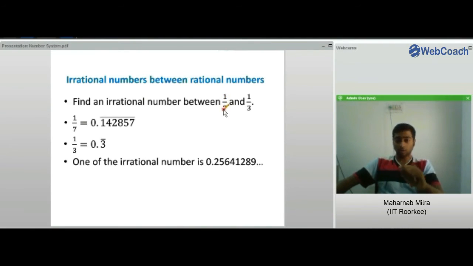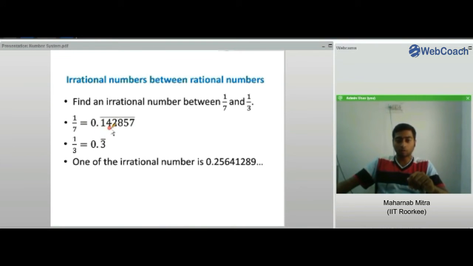So what do we do? First we write the decimal representation of these two numbers, right? Here you can see we have written the decimal representation of 1 by 7 as we found it in the earlier slides. It is 0.142857, and this 142857 gets repeated over and over again, and that's why 1 by 7 is a rational number. And 1 by 3 has also been written in the same fashion, where the number is 0.33333 and it goes on, right?